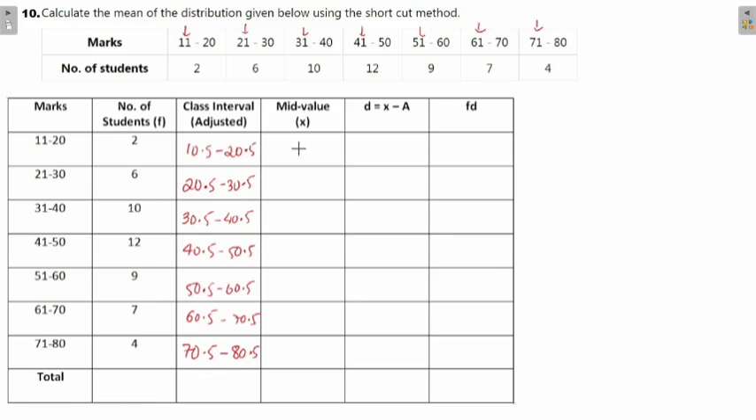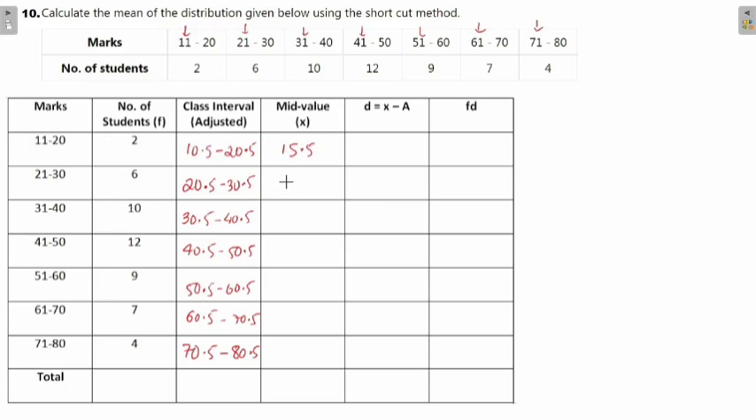If you want to find the mid value, I told you, you just add these two. So 10.5 plus 20.5 becomes 31. When you divide it by 2, you get 15.5. So the mid value becomes 15.5.